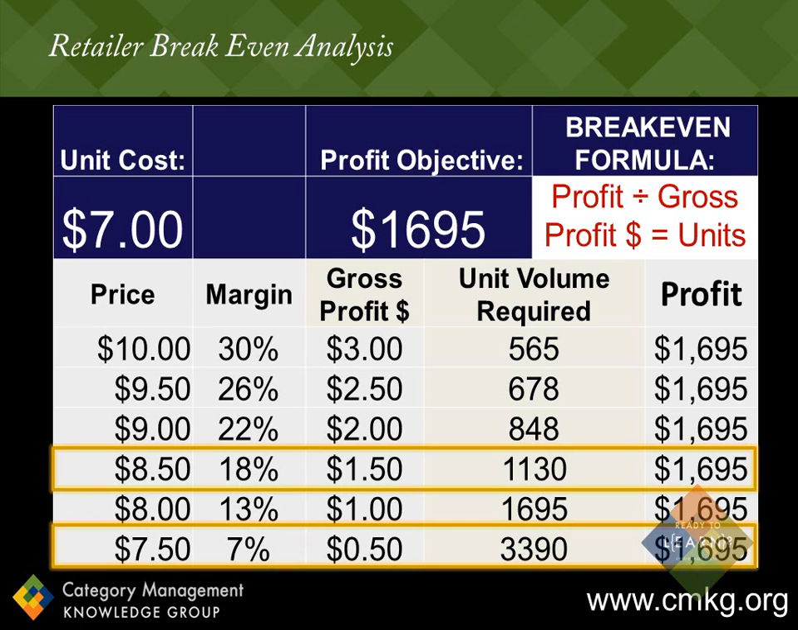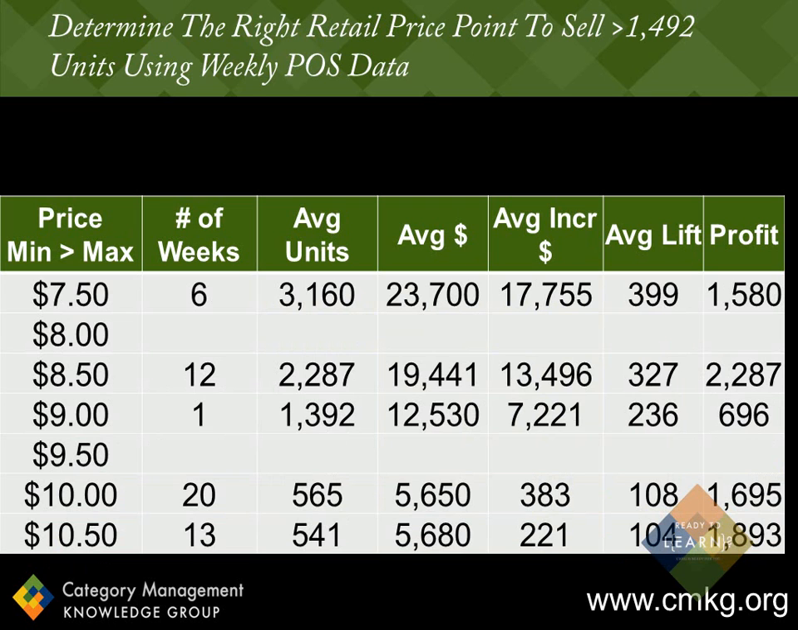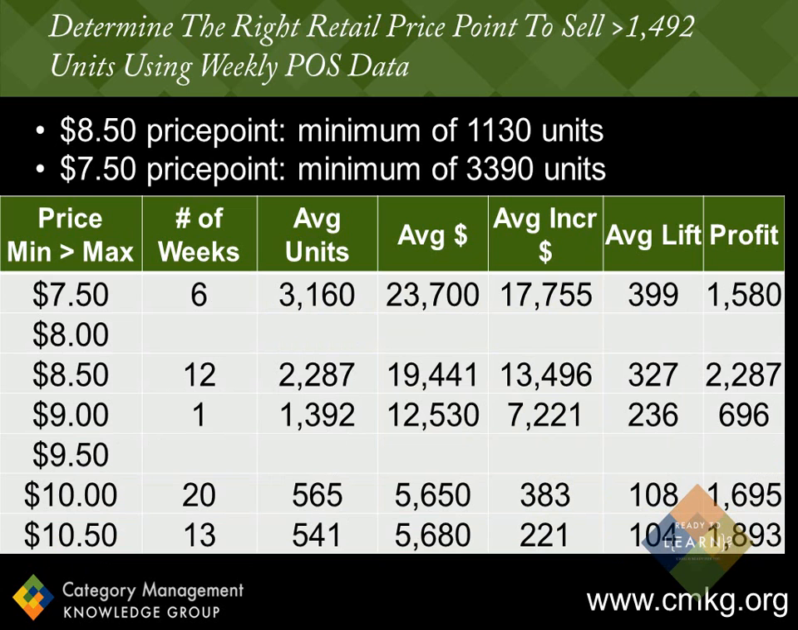So in net, the retailer needs to know that they need to sell 1,130 units at an $8.50 price point or 3,390 units at a $7.50 price point. Now we can go back to this chart to see the average units sold at the different price points. I've captured our break-even requirements for the retailer here.